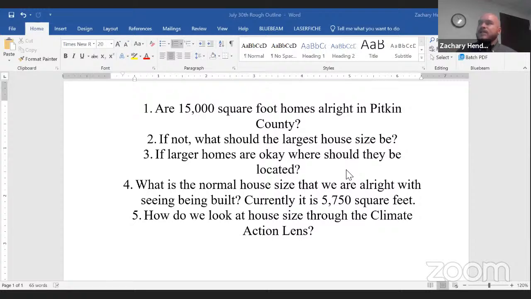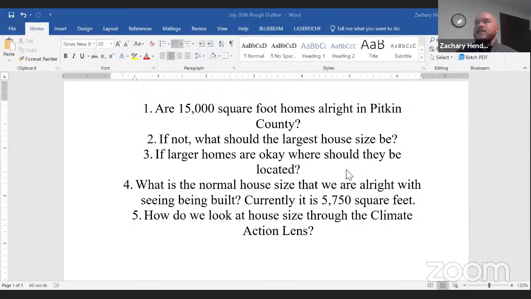As a result, this is essentially a way of us saying that this is the standard house size that we're okay with seeing. And as you've seen over the last 10 years with our data, people are starting to build closer and closer to this 5,750 square feet. The average house size was a little bit more than 5,100 for the last 10 years.